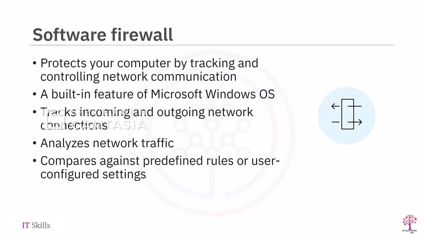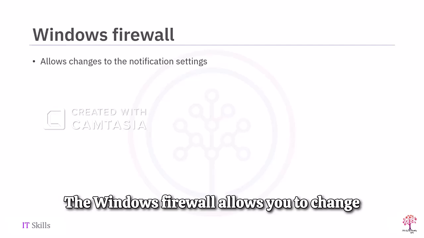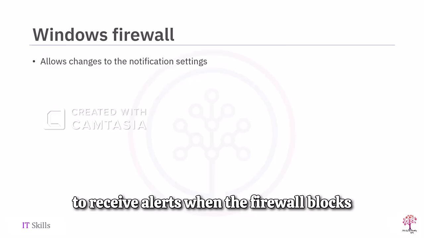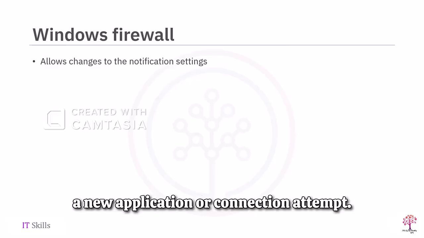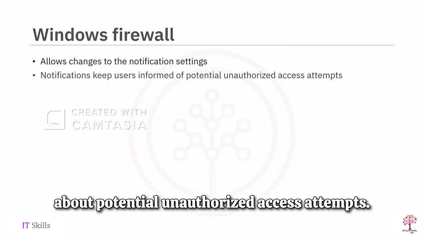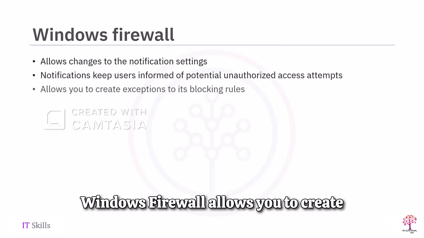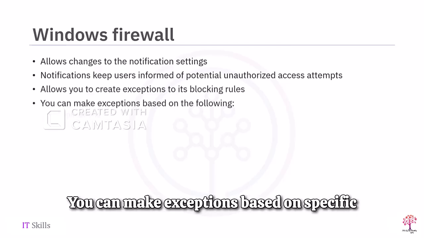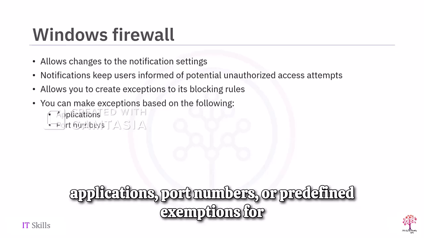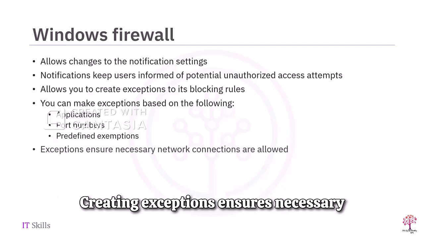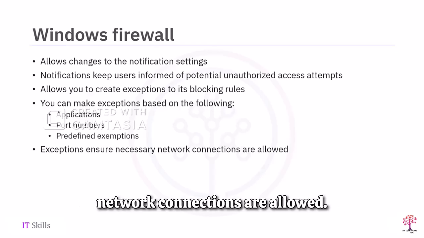The Windows Firewall allows you to change the notification settings of the Windows Firewall to receive alerts when the firewall blocks a new application or connection attempt. These notifications help you stay informed about potential unauthorized access attempts. Windows Firewall allows you to create exceptions to its default blocking rules. You can make exceptions based on specific applications, port numbers, or predefined exemptions for common services. While maintaining a secure environment, creating exceptions ensures necessary network connections are allowed.